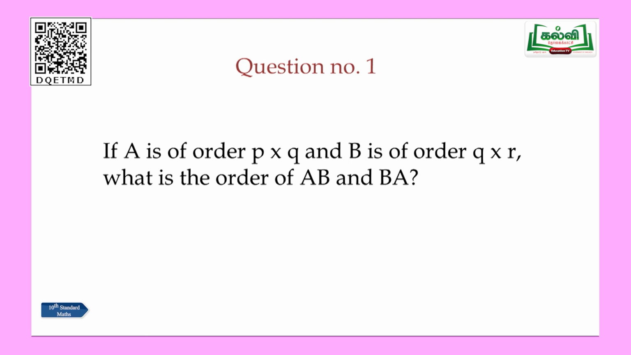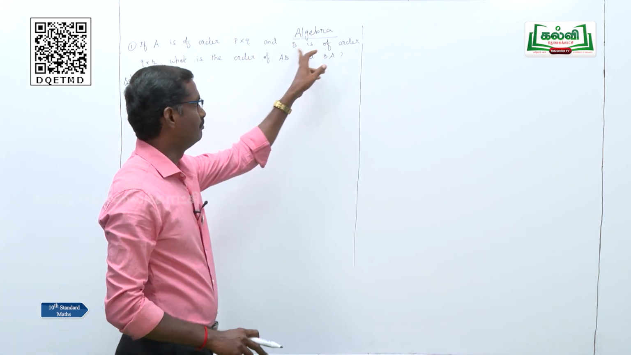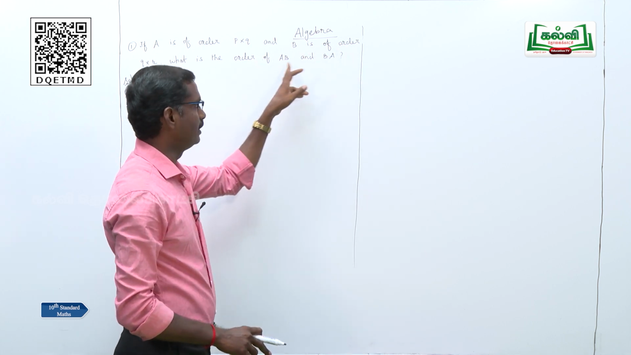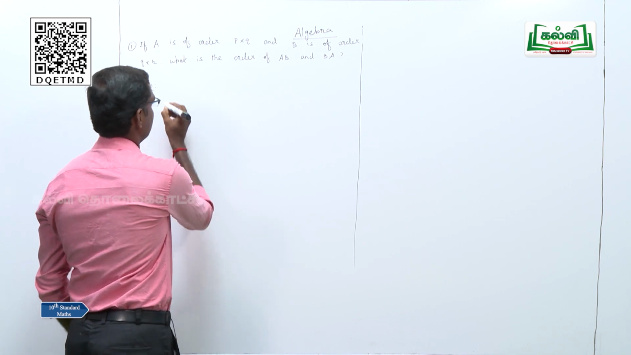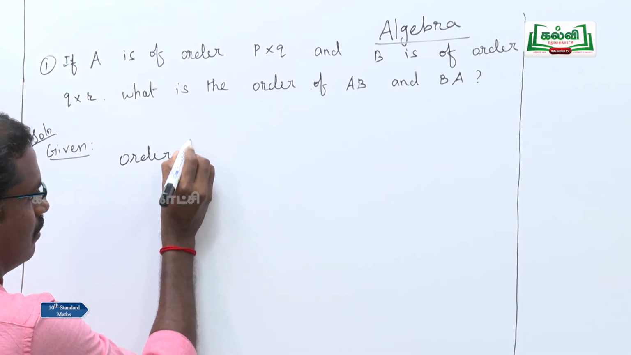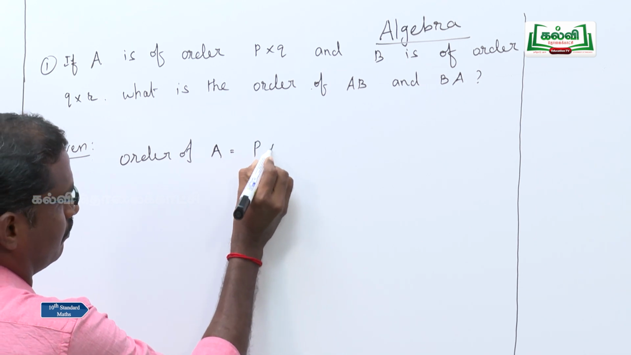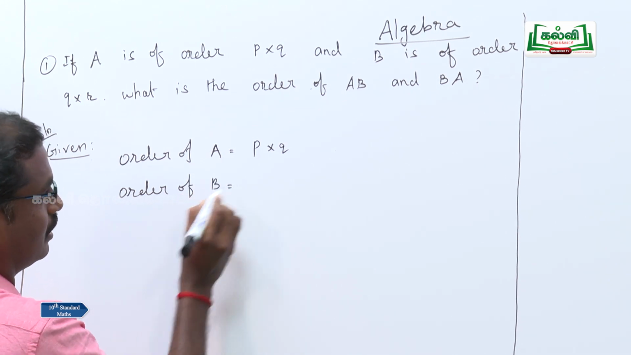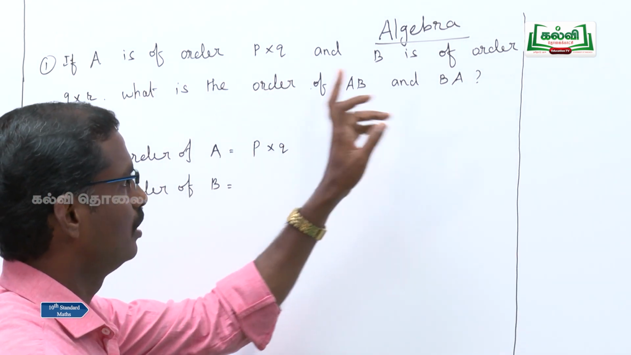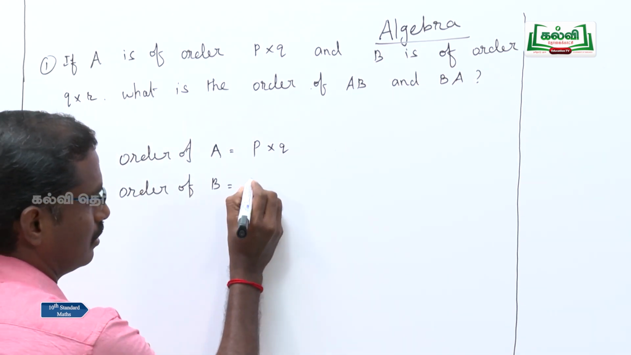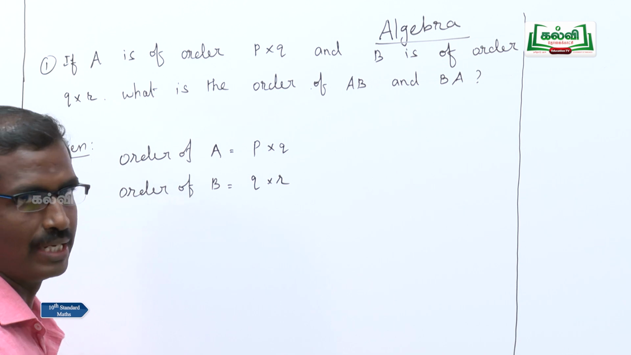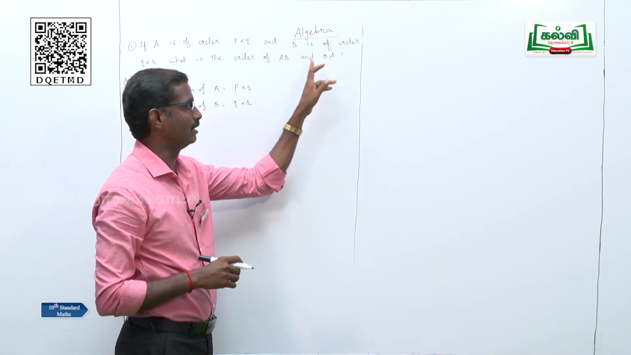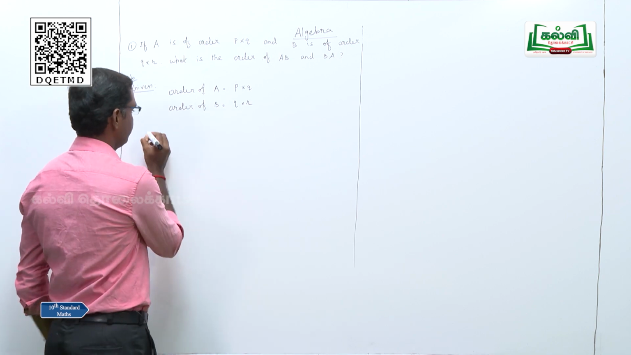Next, question number 1. If A is of order P by Q and B is of order Q by R, what is the order of AB and BA? Listen. The order of A is given, the order of B is also given. What is the order of AB and BA? First of all, write the given. Order of A is P by Q. Order of B is Q by R. What is our requirement? What is the order of AB and BA?